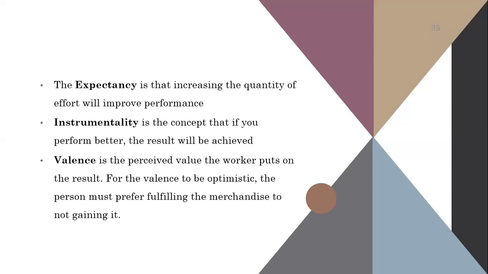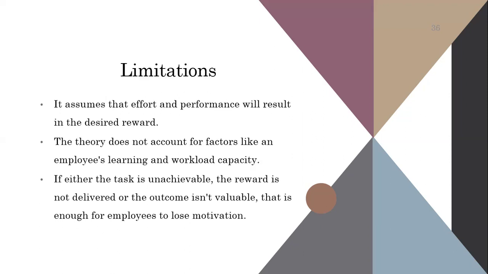So expectancy is that increasing the quantity of effort will improve performance. Instrumentality is the concept that if you perform better, the result will be achieved. Valence is the perceived value the worker puts on the result. For valence to be positive, the person must prefer achieving the outcome to not gaining it.